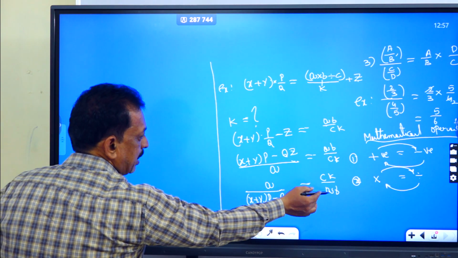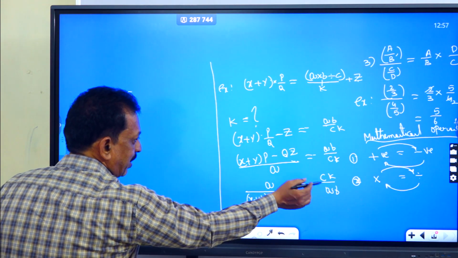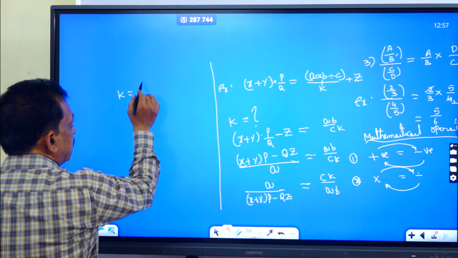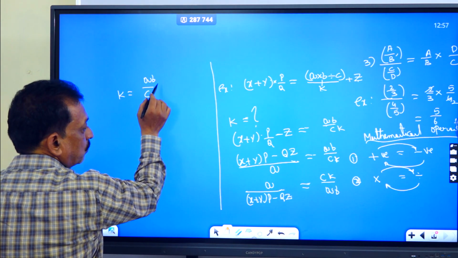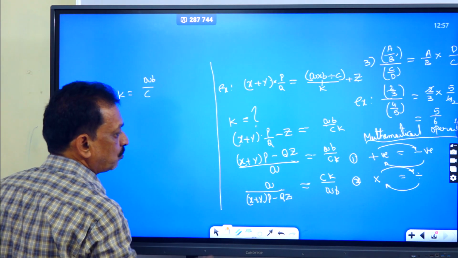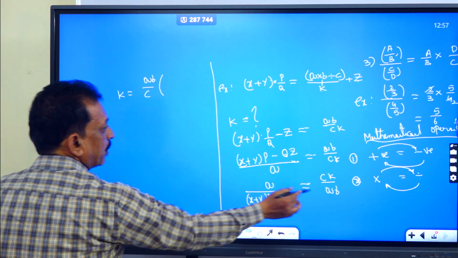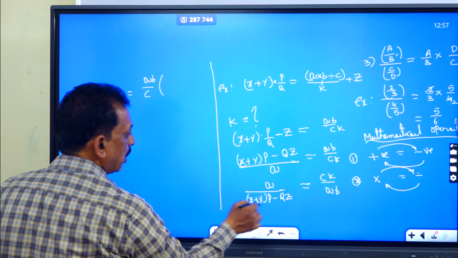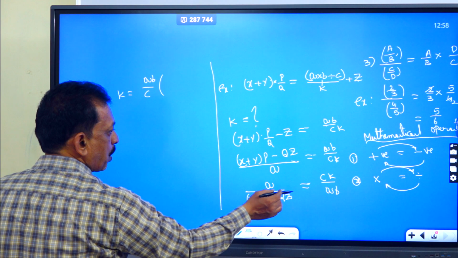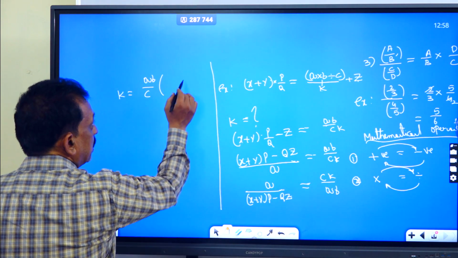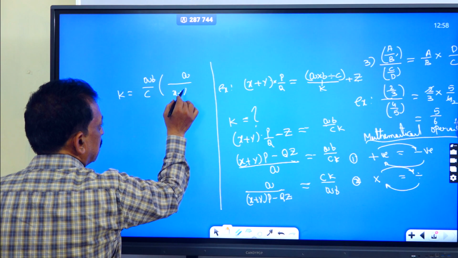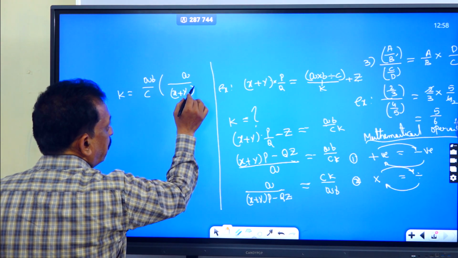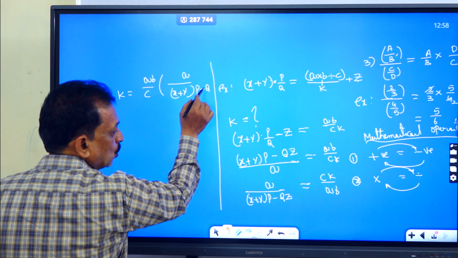Because c by ab is there, so it is multiplying and dividing. I can write directly ab by c into, I brought this one and this one. So ab by c into a by x plus y, p minus qz.